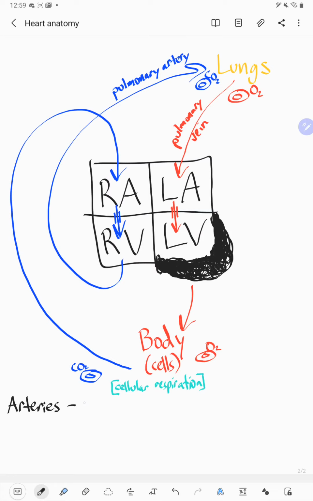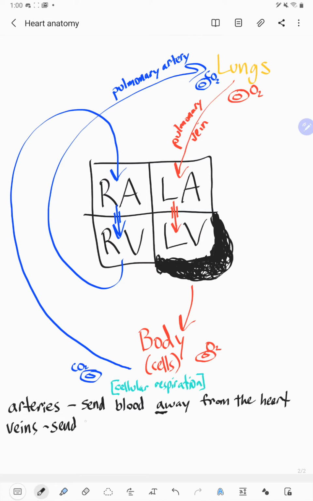Arteries are going to send blood away from the heart. And then veins send blood back to the heart.